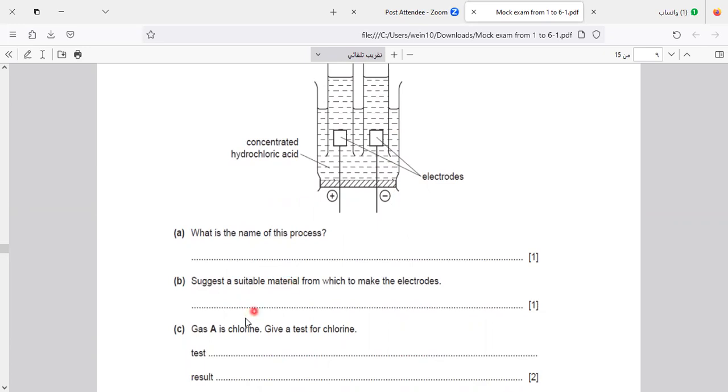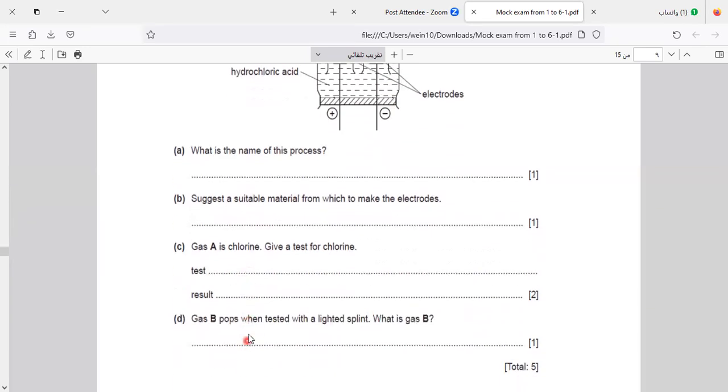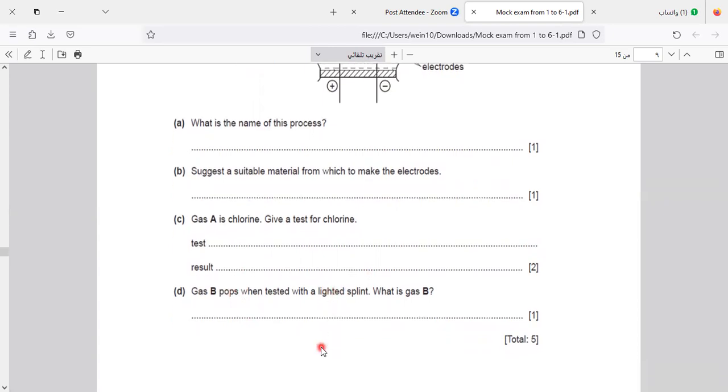Platinum, that's okay. Gas A is chlorine. Give a test: damp red litmus paper, result bleach. Or damp litmus paper in general without color, result bleach or white. As you like, both are correct. Gas B, pop. So directly this is the pop sound with a lit splint. It has the letter H, I remember this is hydrogen gas.